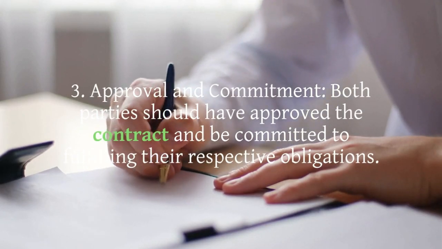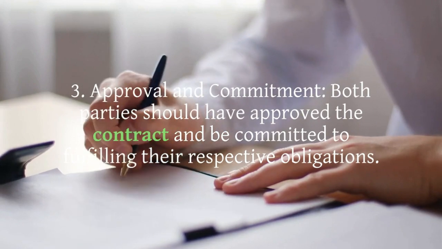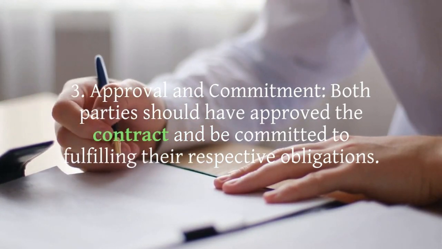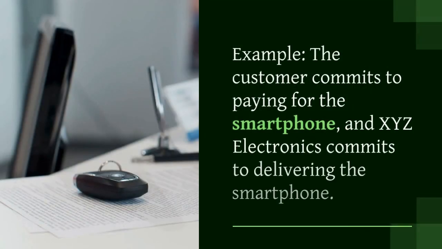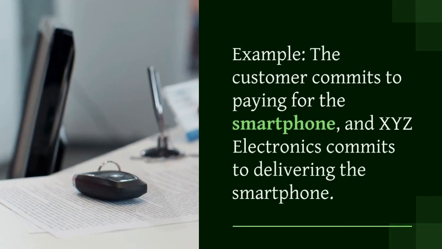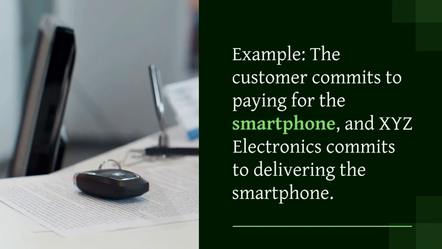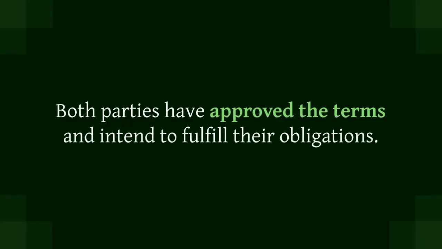3. Approval and commitment. Both parties should have approved the contract and be committed to fulfilling their respective obligations. This implies that there's a mutual understanding and intent to perform. Example, the customer commits to paying for the smartphone, and XYZ Electronics commits to delivering the smartphone. Both parties have approved the terms and intend to fulfill their obligations.